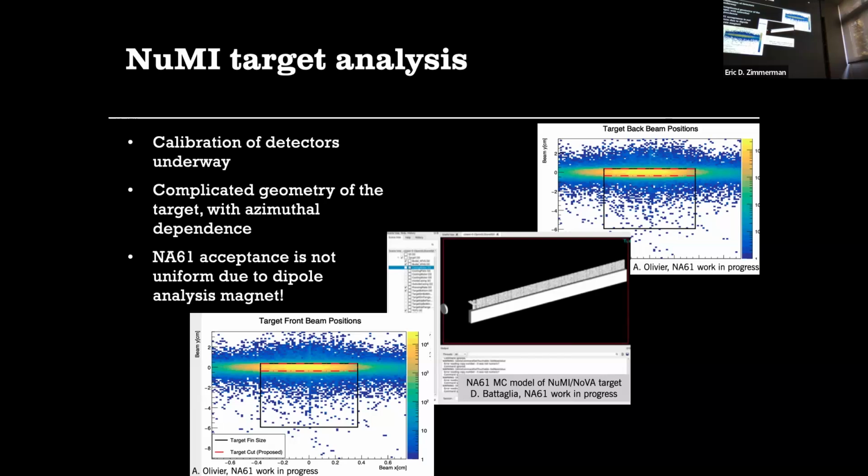This is the Monte Carlo model of the target. This is what the beam looks like at the upstream and downstream end of the target. You'll notice that the vertical and horizontal scales here are very different. The beam is actually not very broad compared to its height, but we cover the whole region where the proton beam actually hits the NuMI target pretty well.